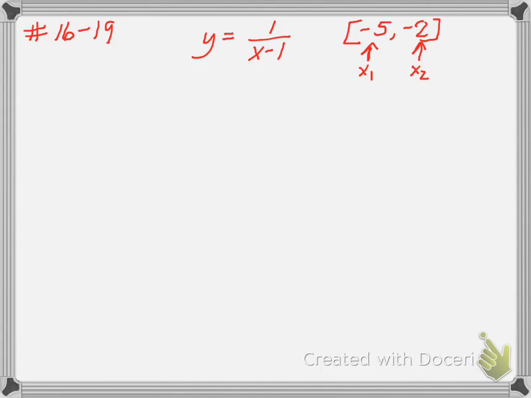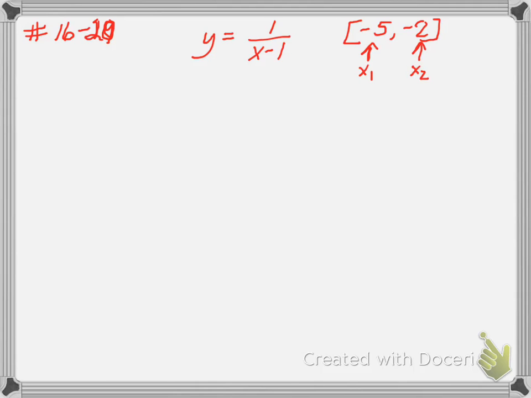All right. This is help for numbers 16 through 20. And what they're asking you to do is to find the average rate of change of the function over the given interval. So basically what we're doing is finding the slope.